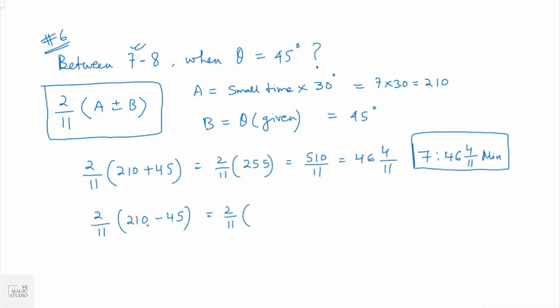So it is 2 by 11, 210 minus 45 would be 165. So this will be 30. We are getting 30. So at 7:30 also the angle between minute hand and hour hand would be 45 degrees. Just stick to the basic formula. It is nothing new. It is simply derived from our old formula to find the angle, that is mod 30h minus 11m by 2. Stick to it and do it in 30 seconds as promised.